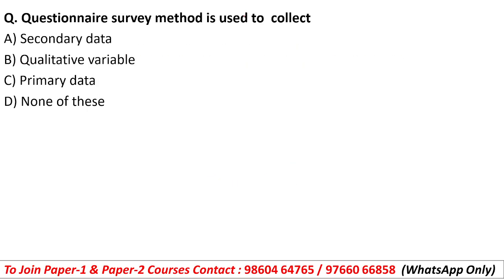Questionnaire survey method is used to collect secondary data, qualitative variable, primary data, none of these. So we all know that a questionnaire is a primary data collection tool, where a questionnaire is formed and data is collected from the respondent. So it is primary data. Option number C will be the right answer, primary data.